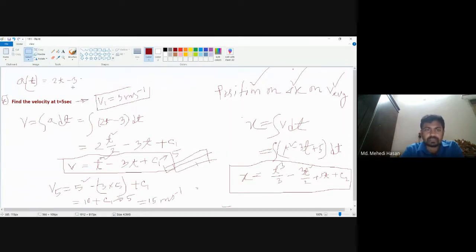Since I showed the two dimensional case, I did not go into details here. So if the question is given like that, this is i plus 5j. This is the acceleration of the object at any time in a two dimensional case.